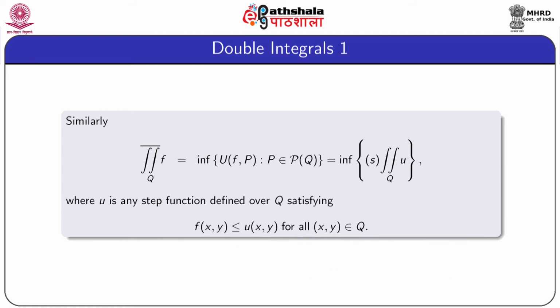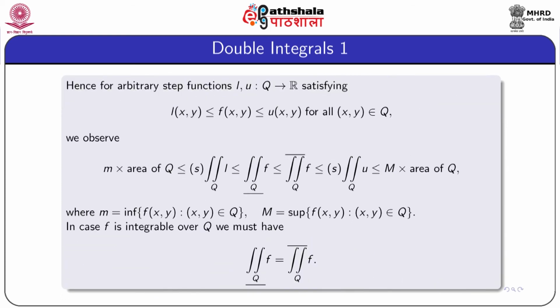Similarly, the upper integral of f is the infimum of UFPs, equal to the infimum of step integrals of U over Q, where U is any step function defined over Q satisfying f(x,y) ≤ U(x,y) for every (x,y) in Q. Hence, for arbitrary step functions L and U from Q to R satisfying L(x,y) ≤ f(x,y) ≤ U(x,y) for every (x,y) in Q.